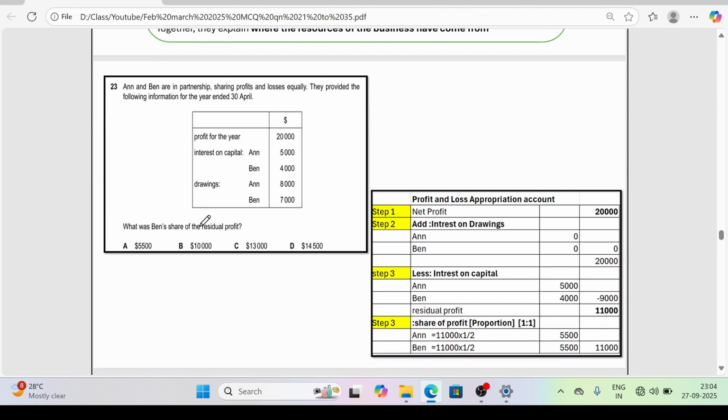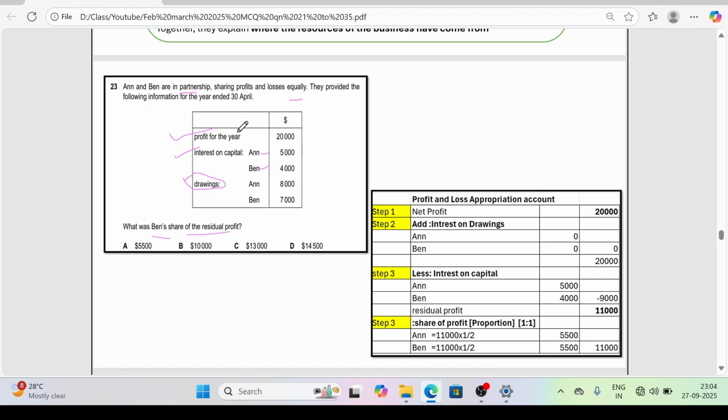Let's move to question number 23. Anne and Ben are in partnership sharing the profits and losses equally. They provided the following information for the year ended. So they have already given the profit for the year, interest on capital for both partners Anne and Ben, and drawings of 8,000 and 7,000. And what was Ben's residual profit?